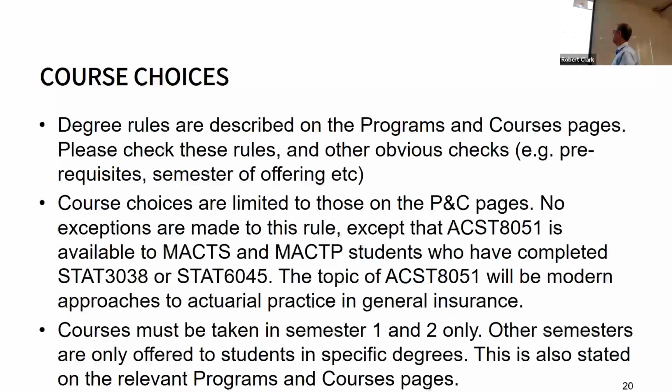Oh, and the other exception is that we have a course called ACST 8051, which we do make available as an elective to the actuarial master students. You need to have completed a prerequisite, either STAT 3038 or STAT 6045. That course is being taught at the moment on modern approaches to actuarial practice in general insurance. So that's a course that you can do, and it's in those example study plans I put up earlier, and you would do it in place of one of the other electives.